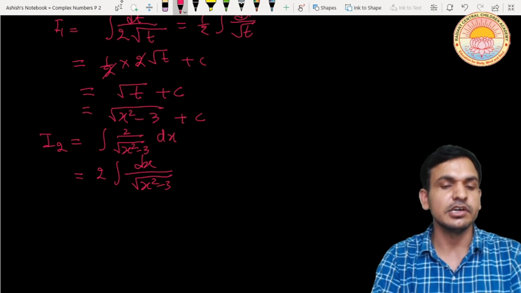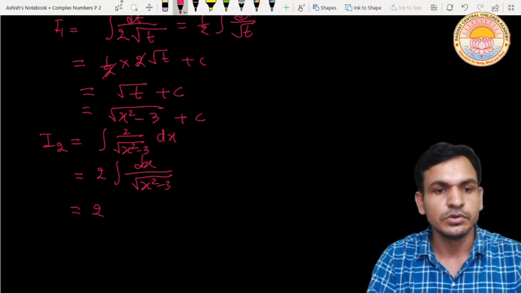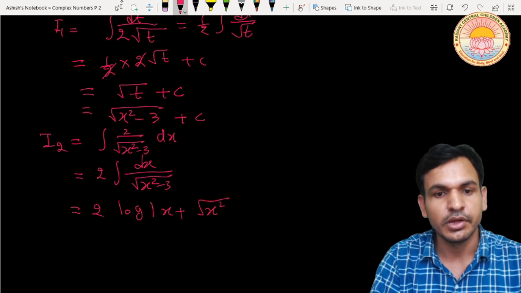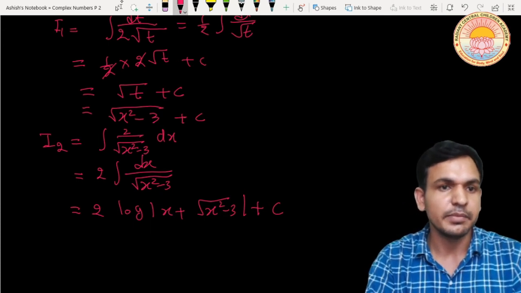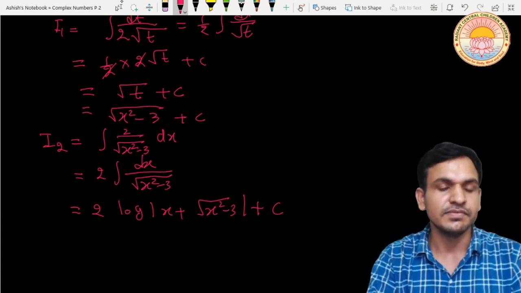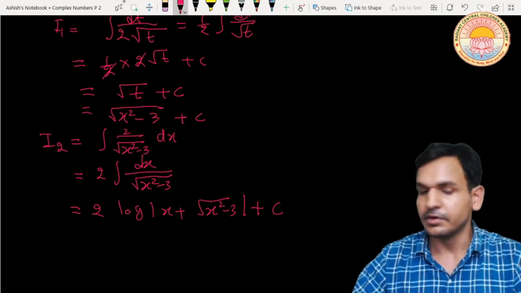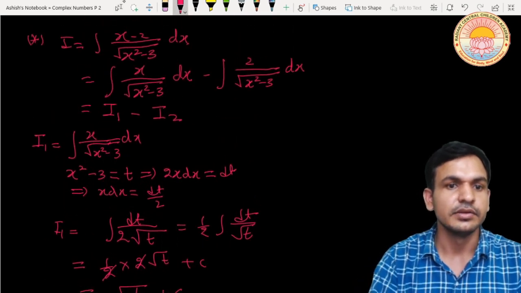Now clearly this is a standard integral, and its value will be equal to 2 log mod x plus square root of x square minus 3 plus some integral constant c. So now we have I1 and I2. We can put these values above in the integral I.